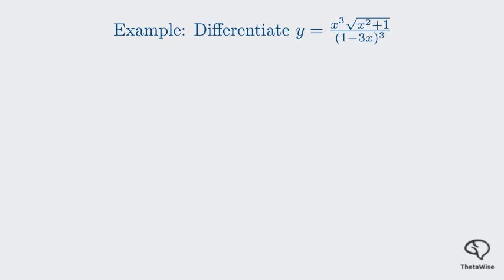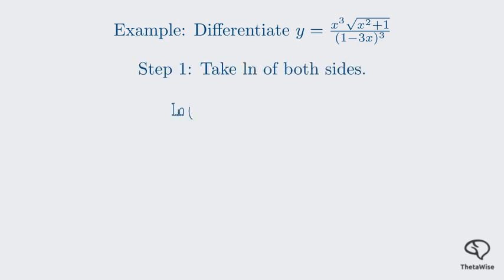We want to find dy/dx for y equals x cubed times the square root of x squared plus 1, divided by 1 minus 3x cubed. Imagine using the quotient rule here. You'd need the product rule for the top. It would be a huge mess. Logarithmic differentiation is perfect for this.